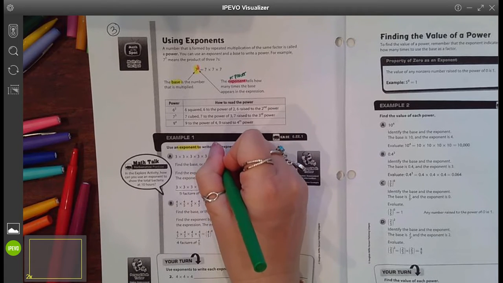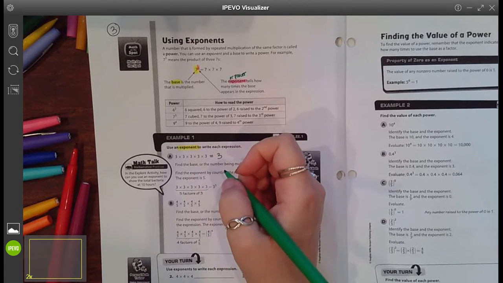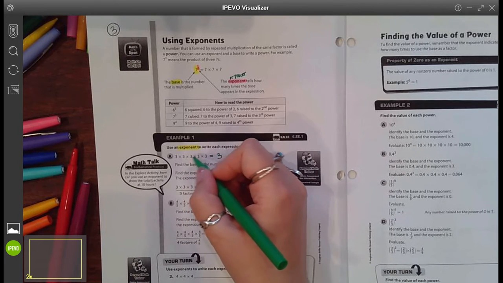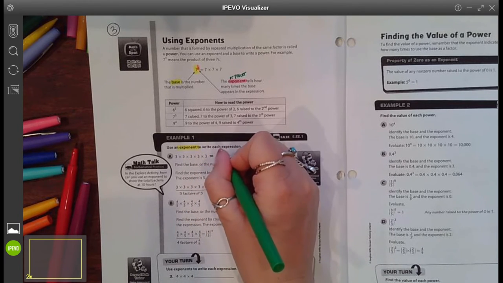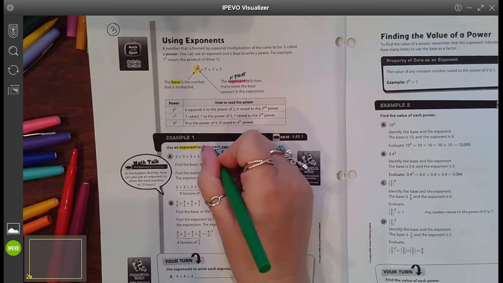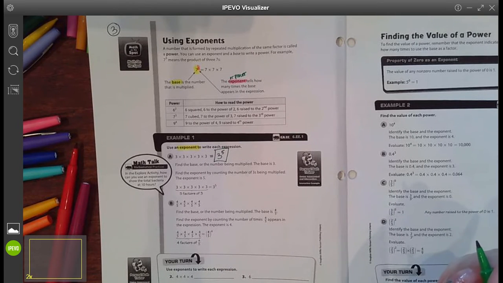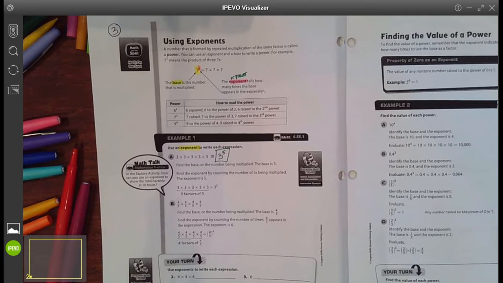All you do is you write the base is 3, and how many times is the base multiplied by itself? 1, 2, 3, 4, 5 times. There you go. That's the exponent. Done. No work. So you're like, oh yeah, I totally hope they fill the quiz up with those.